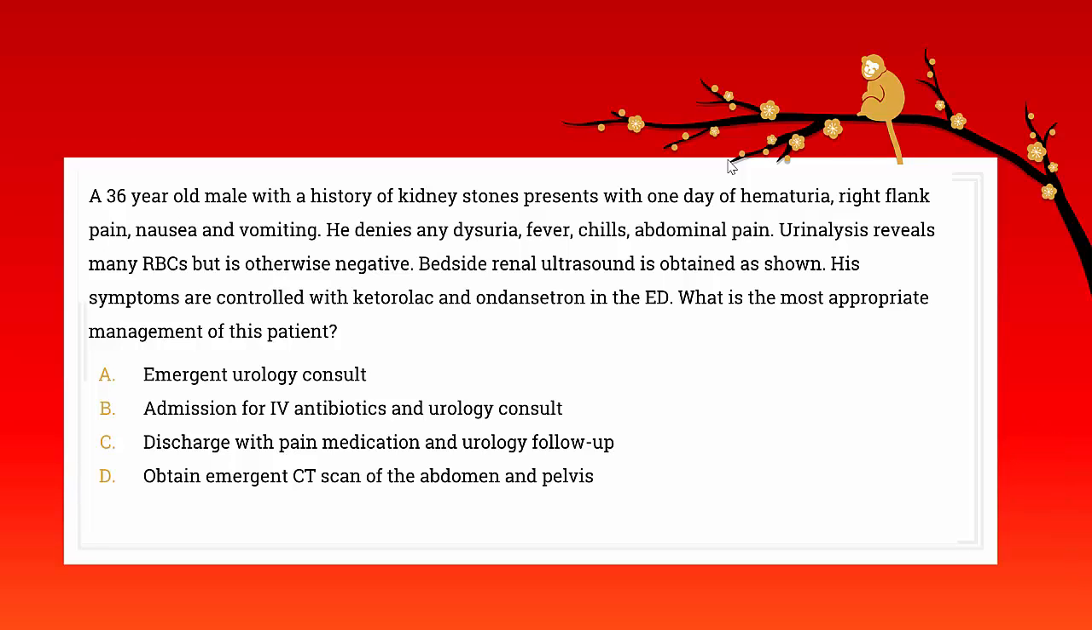A 36-year-old male with a history of kidney stones presents with 1 day of hematuria, right flank pain, nausea, and vomiting. He denies any dysuria, fever, chills, or abdominal pain. His urinalysis reveals many red blood cells, but is otherwise negative. Renal ultrasound is obtained as shown. His symptoms are controlled in the emergency department with ketorolac and ondansetron. What is the most appropriate management of this patient?